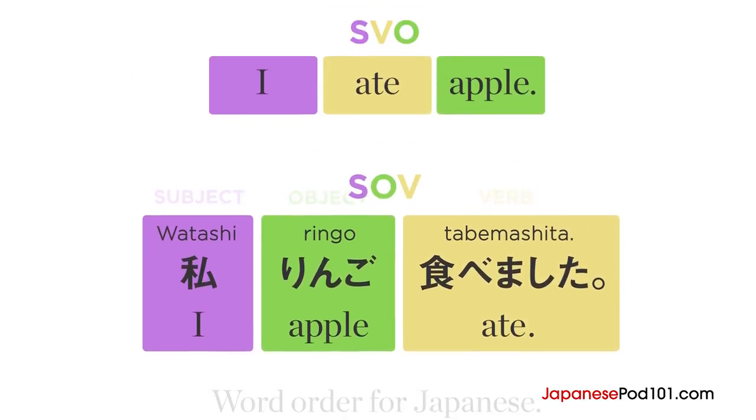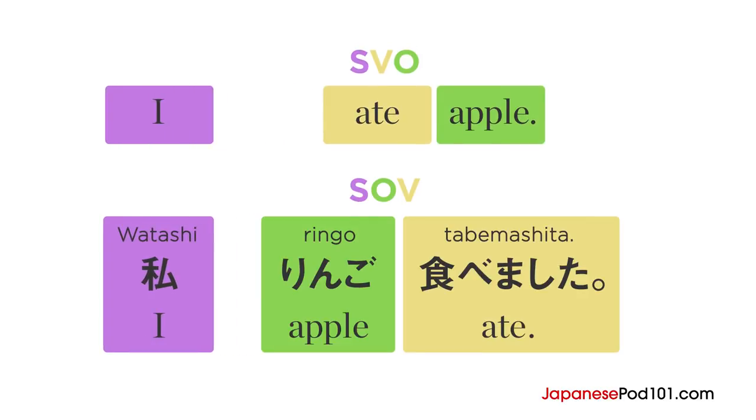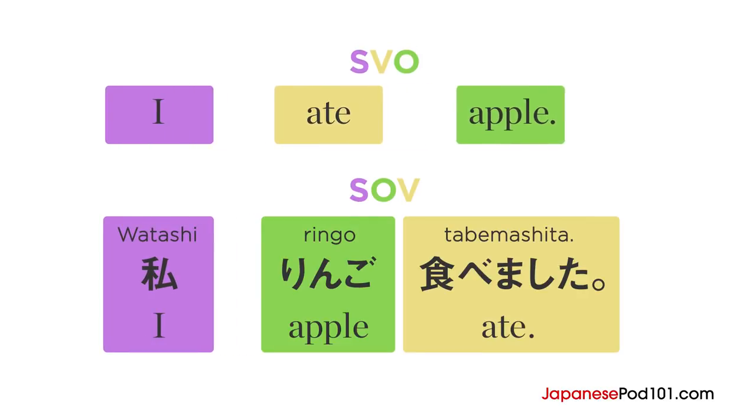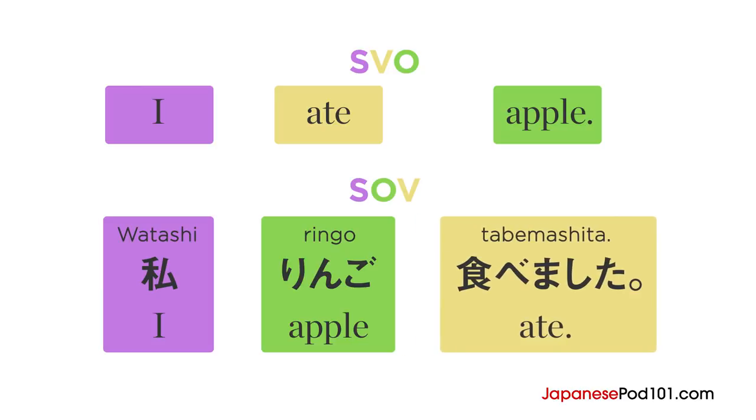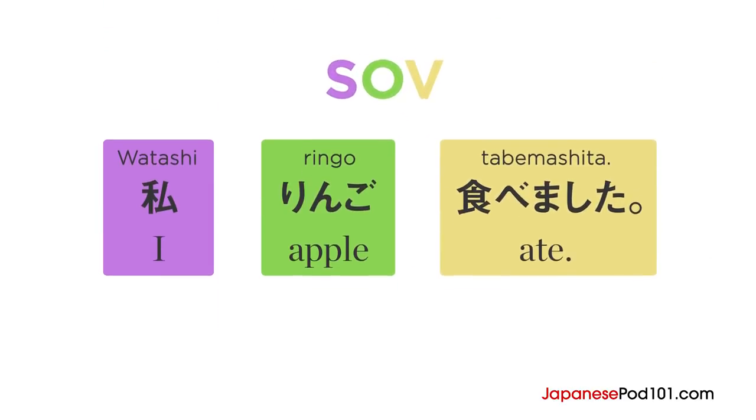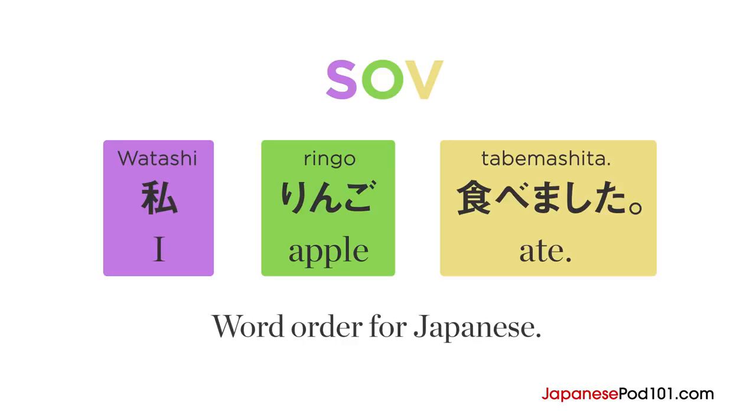In both languages, the subject is presented first. In English, though, it's followed by the verb and then the object, compared to the object being first and the verb last in Japanese. The same sentence in Japanese is essentially I apple ate, subject first, then object, and verb last, SOV. This is the basic word order for sentences in Japanese. Okay, let's move on to the next section.